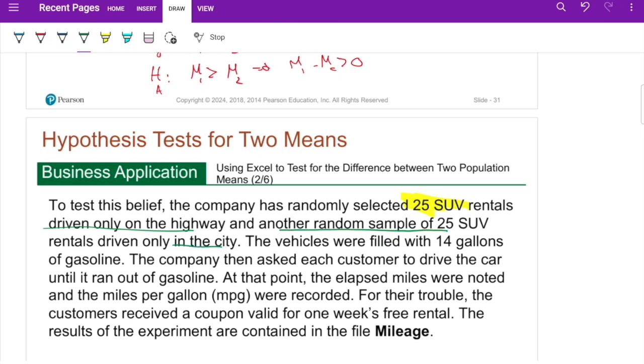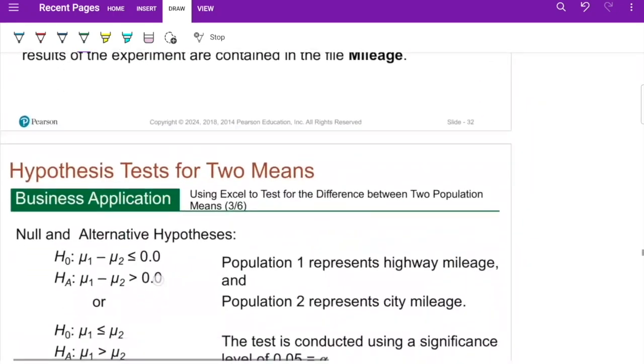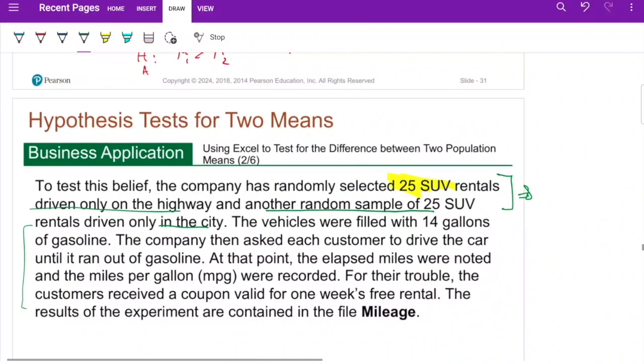They are independent samples. This is the first thing that we have to notice. Independent because the occurrence of the first one doesn't influence the occurrence of the second one. The vehicles were filled with 14 gallons of gasoline, etc. This is the kind of thing that they have done, but at least we know the sample size, and we don't know the standard deviation of the populations. It's not given to us.